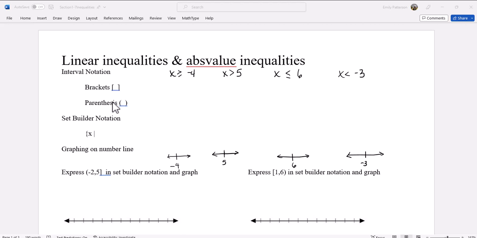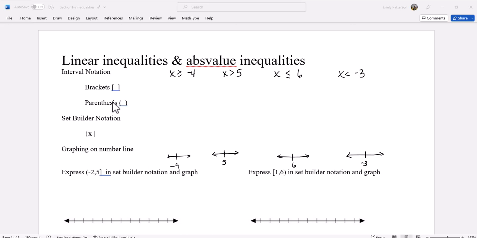In this video, we're going to be working on linear inequalities and absolute value inequalities. So the first thing we need to know is how to represent our answers once we come to them. And what I have across the top here are four different inequalities: the greater than or equal to, the greater than, the less than or equal to, and the less than.